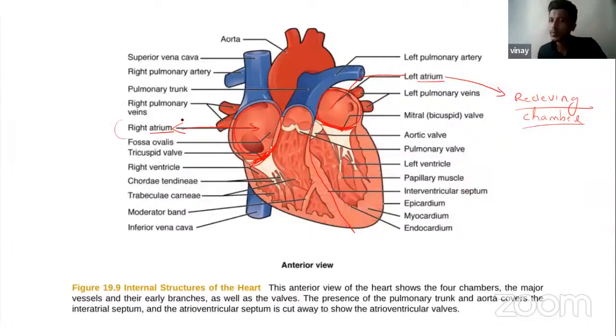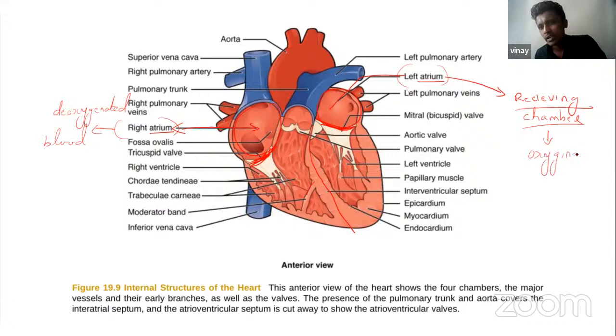One is the right atrium, the other is the left atrium. Now, what do they receive? If you look, the right atrium receives deoxygenated blood. What do they receive? Deoxygenated blood. Whereas the left atrium, what does it receive? It receives oxygenated blood.